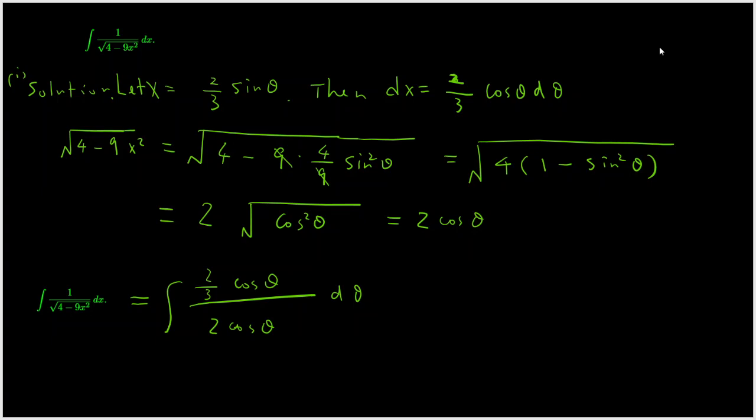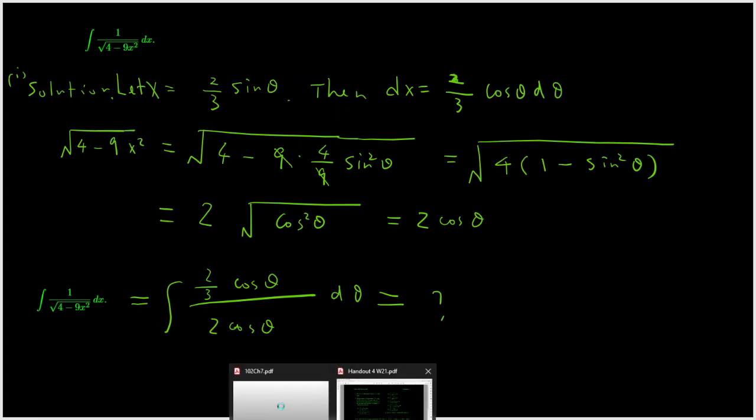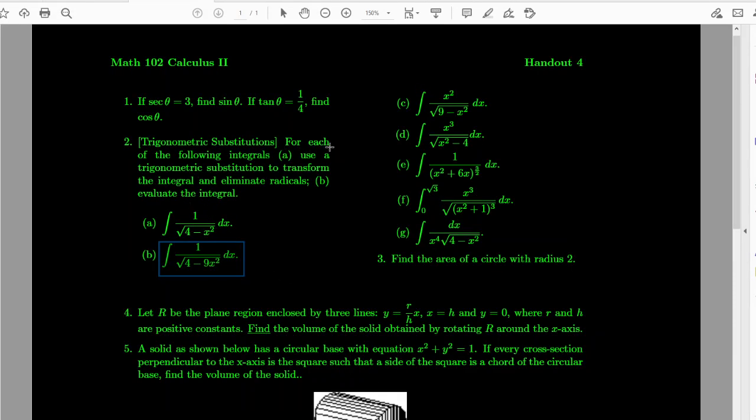I will stop here. If you want to evaluate, I know the rest of the step is simple, but now I'm done with what is required in the first requirement. If you look at the handout, question A, for each of the following integrals, the first thing you do is to use a trig substitution to transform the integral and eliminate the radicals. I'm done that, I'm done the first round.